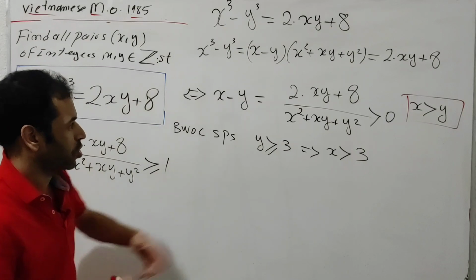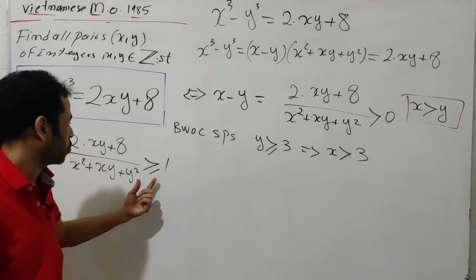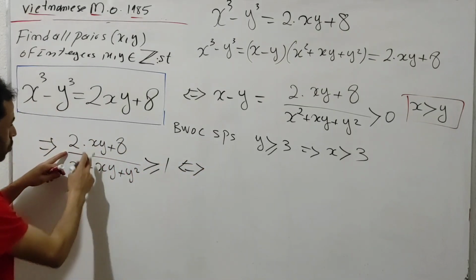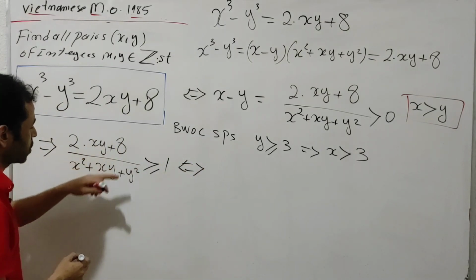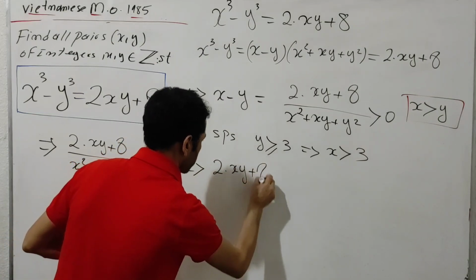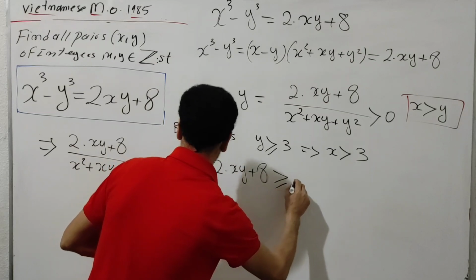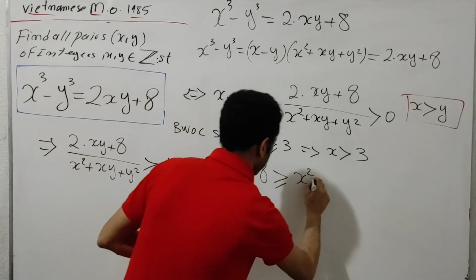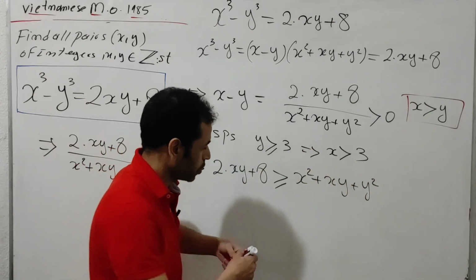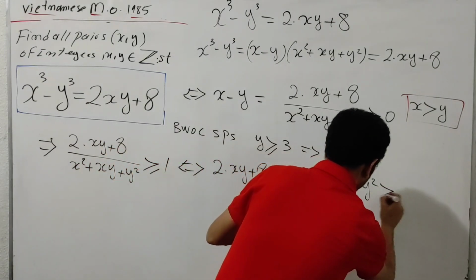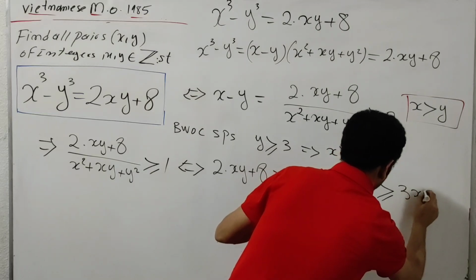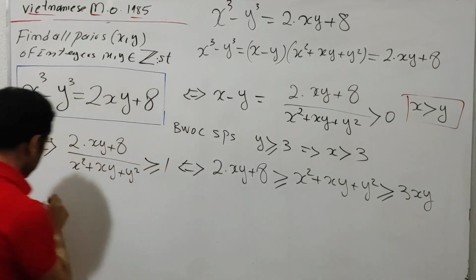If you want number 1 is included here, we are going to write like this, okay? So this one is equivalent. I'm going to multiply side by side. I will get 2 multiplied by xy plus number 8 is superior or equal to x squared plus xy plus y squared. If you take a look carefully, this term is superior or equal to 3xy, okay?